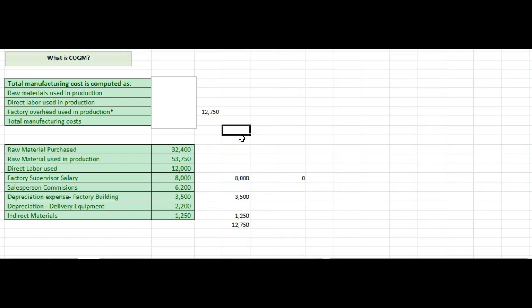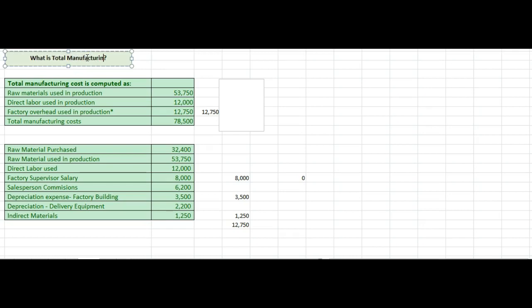So we have total manufacturing costs are computed as we add all of our raw materials, all of our direct materials, all of our factory overhead, and that'll give us total manufacturing costs. And that kind of looks like $53,750. And this should actually be total manufacturing costs, because we're not doing cost of goods manufactured here. So these are just what we added to it.